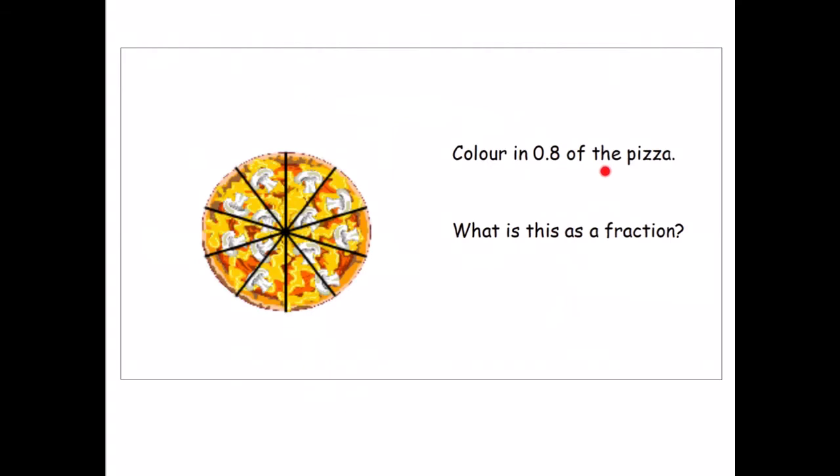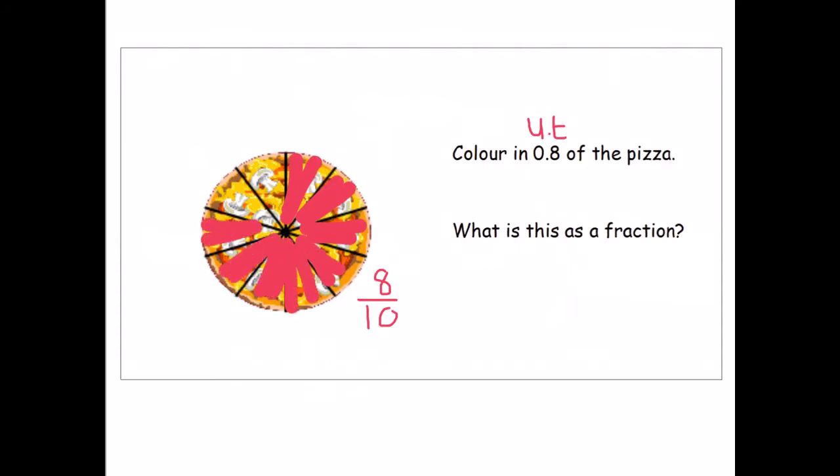Colour in 0.8 of the pizza. Okay, what is this as a fraction? Well, we have 10 pieces of pizza, and I have to colour in 8 of them because I'm colouring in 8/10. So I'm going to colour in 8 pieces. 1, 2, 3, 4, 5, 6, 7, 8. So I've got 2 left over. 8/10 are coloured in, 0.8.